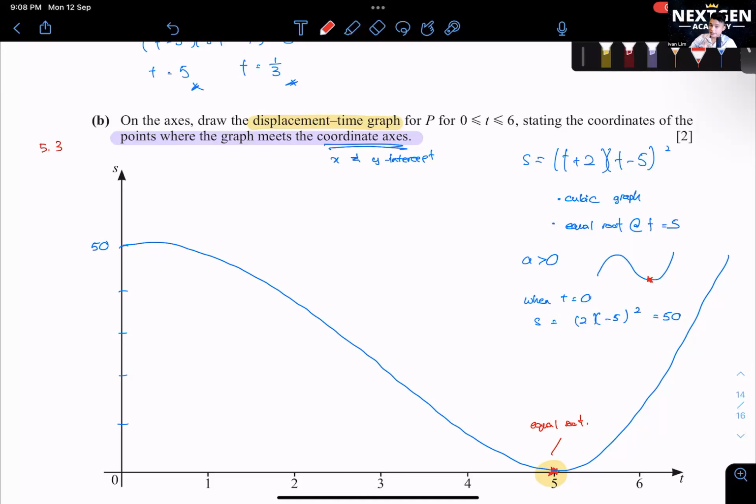Okay, can you all see? This is not a kinematic question actually. It's just a cubic graph question. Everyone understand this one? Okay, come, let's finish this up. You're getting late already. All right, next question.